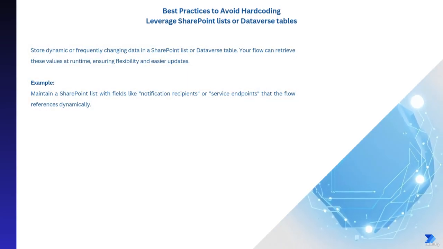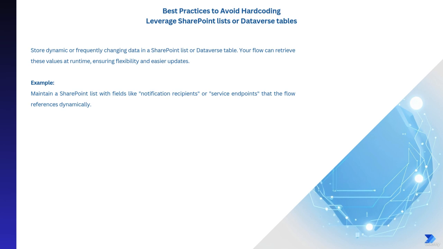Leverage SharePoint lists or Dataverse tables. Store dynamic or frequently changing data in a SharePoint list or Dataverse table. Your flow can retrieve these values at runtime, ensuring flexibility and easier updates. Example: maintain a SharePoint list with fields like notification recipients or service endpoints that the flow references dynamically.